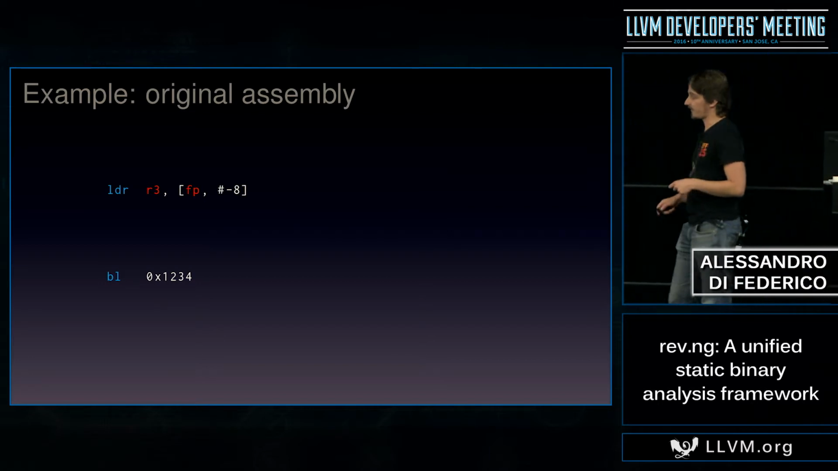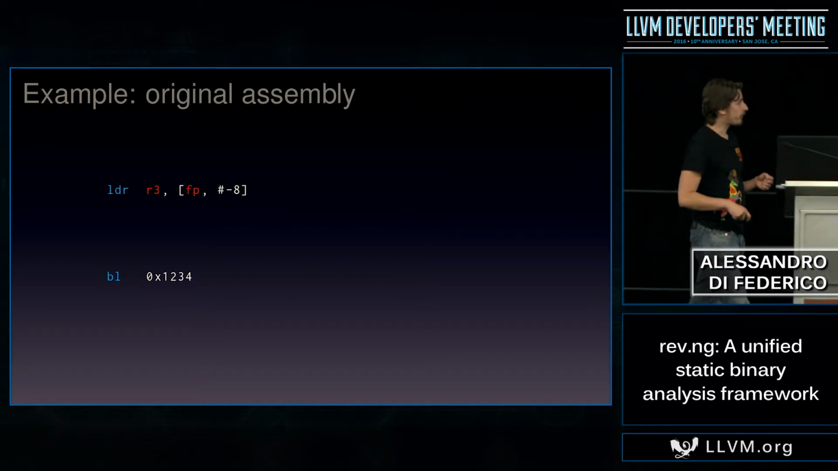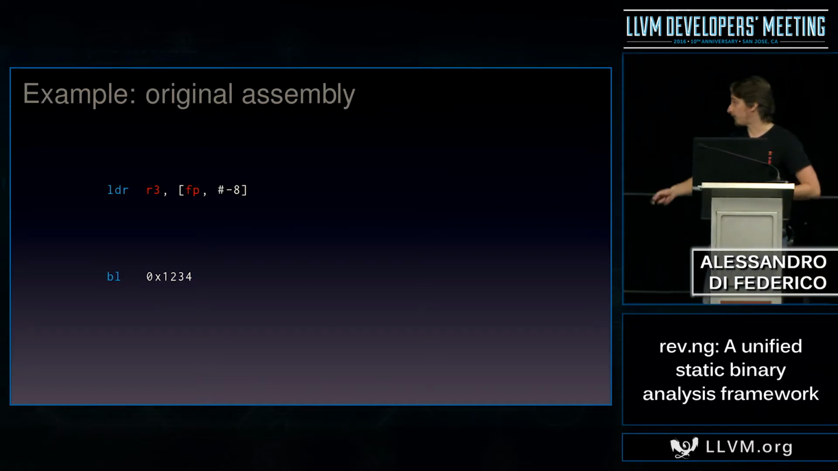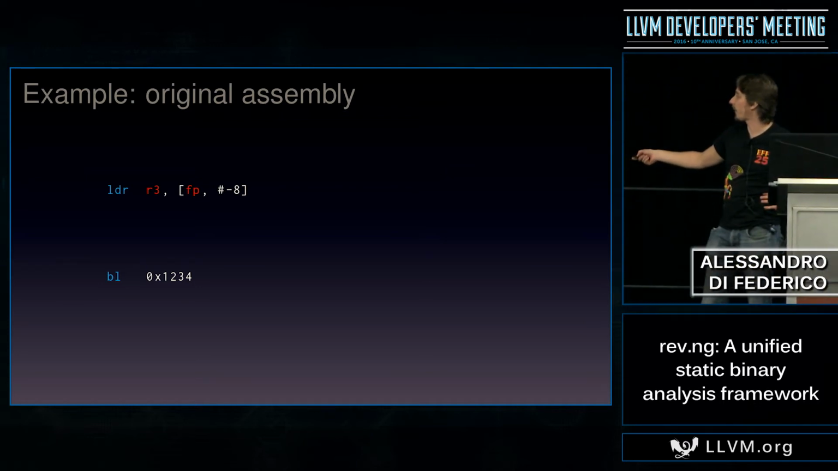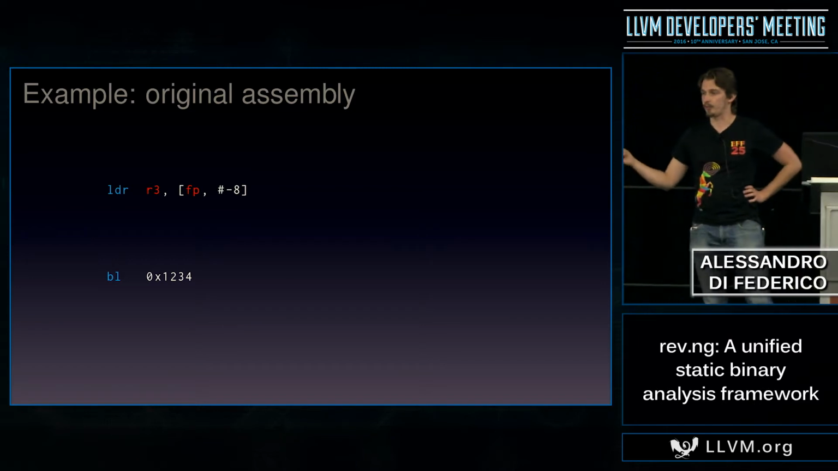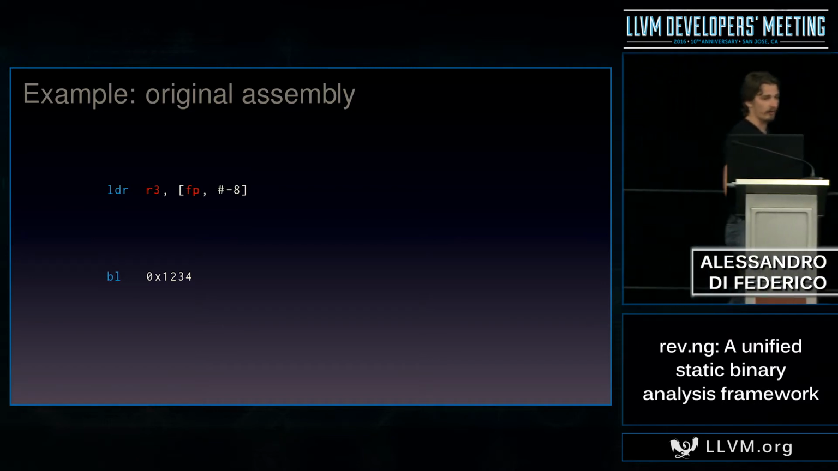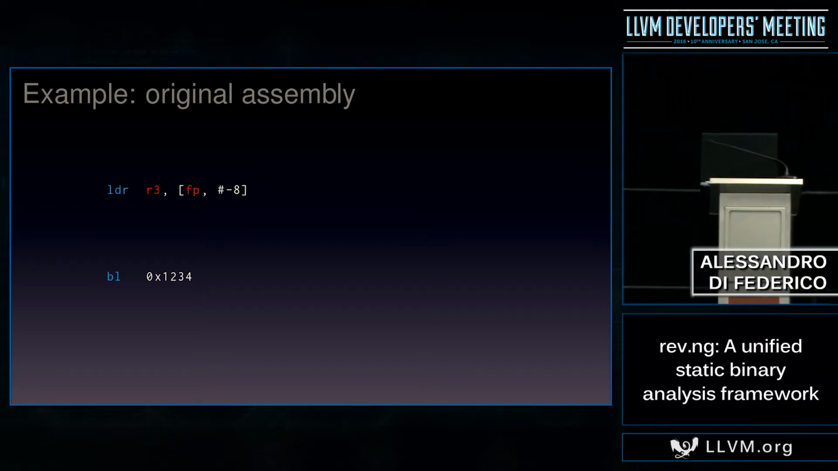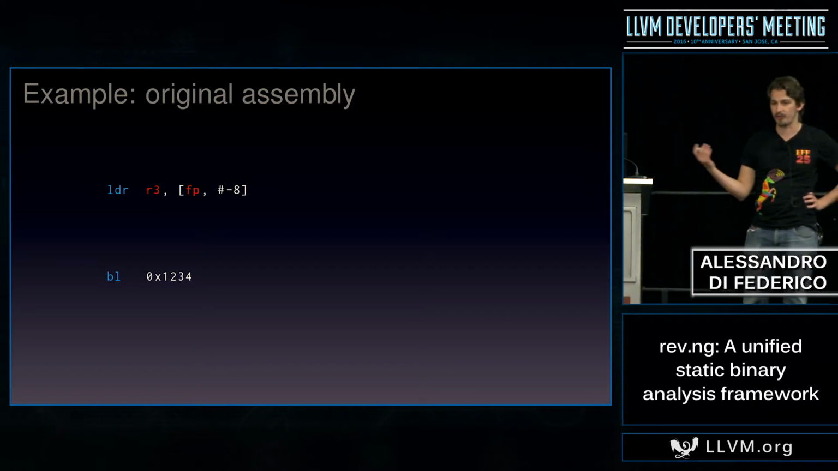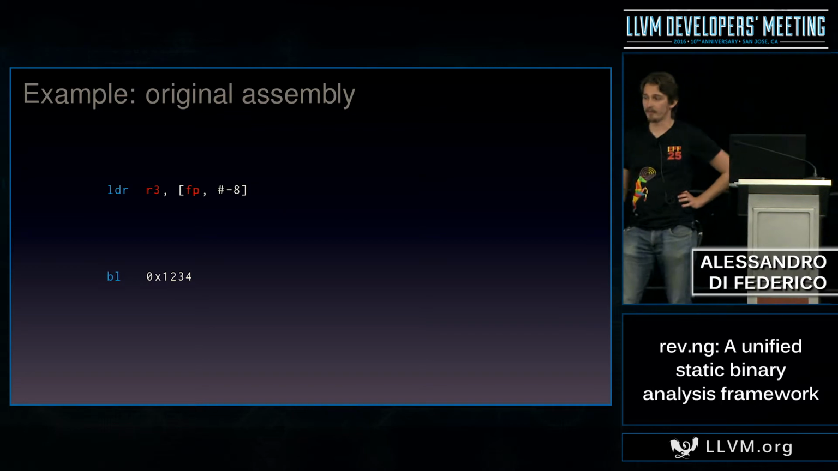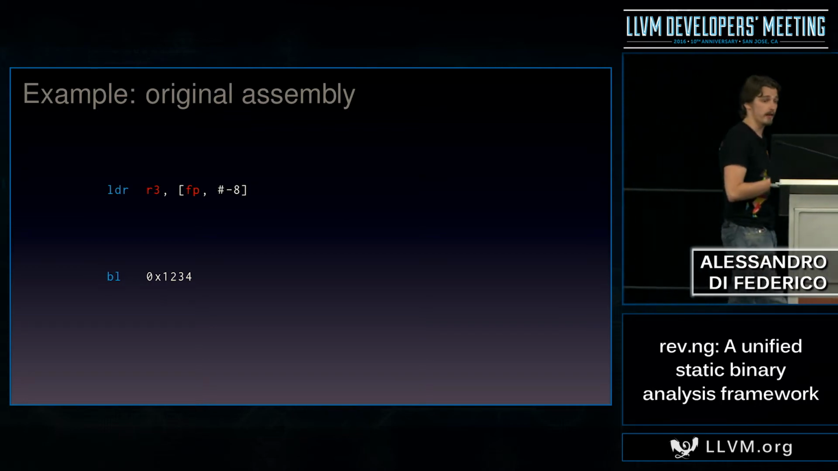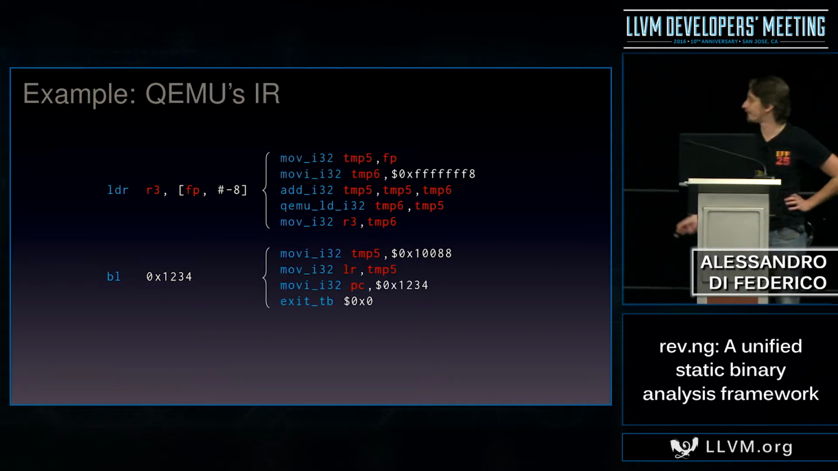OK, let's see an example. Suppose that we have these two instructions. These are ARM assembly. We have a load instruction that is writing in the register R3, loading from an address relative to the frame pointer with an offset of 8 bytes. And the second instruction is a branch and link, which is a call instruction, basically, to this address, 0x1234. Let's see how it is expanded by QEMU into its own IR.